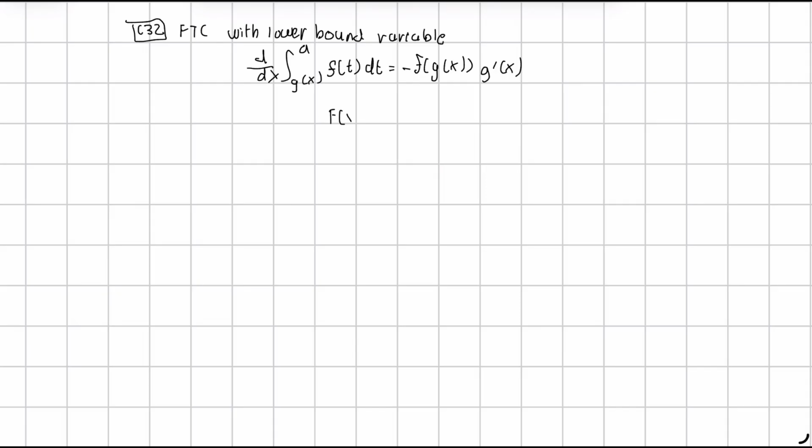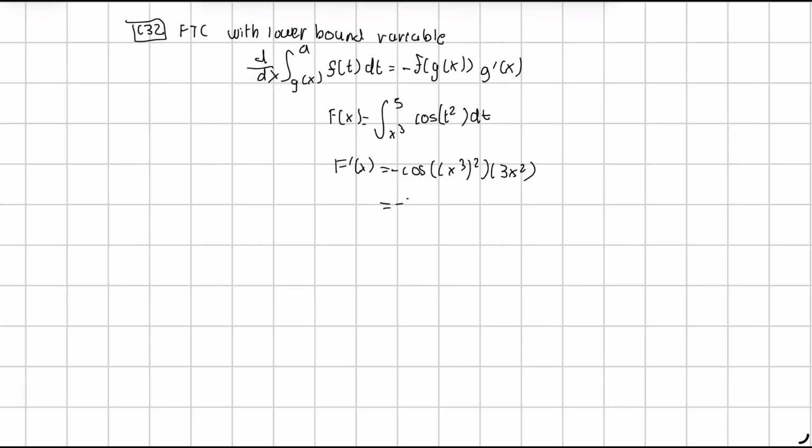So we have f of x is equal to the integral from x cubed to 5 of cosine t squared times dt. Then if you find f prime of x, this is equal to negative cosine of x cubed to the power of 2, and we have this times 3x squared.